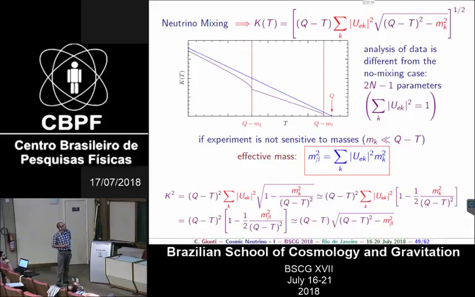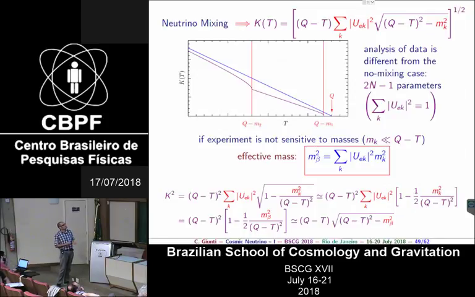So in principle, if one can measure precisely this spectrum and find these kinks, then one can measure precisely all the neutrino masses. But this is a very difficult measurement that maybe will be done in the future, but not in the near future. And there is no experiment which is planning to do that. At present, what we have is only an upper bound for the neutrino mass. And this means that we cannot distinguish this structure. So we cannot distinguish the different masses.